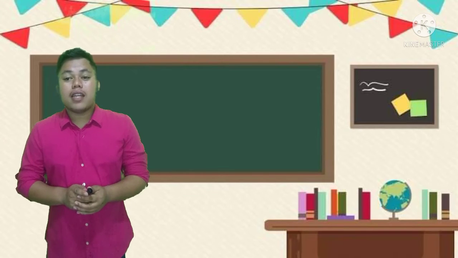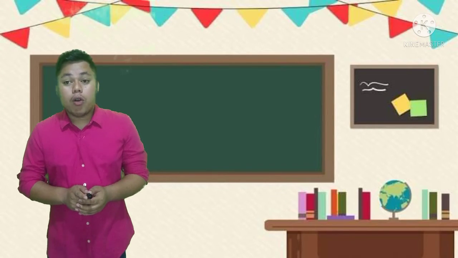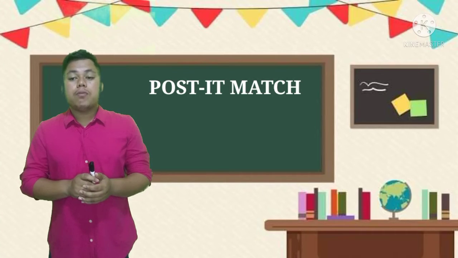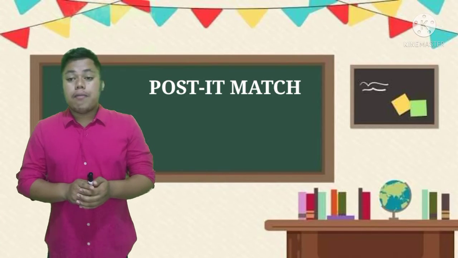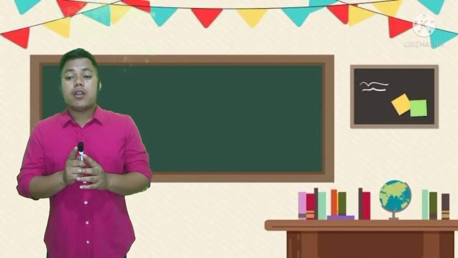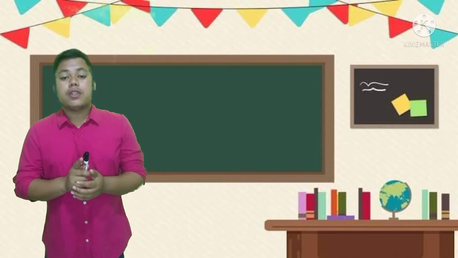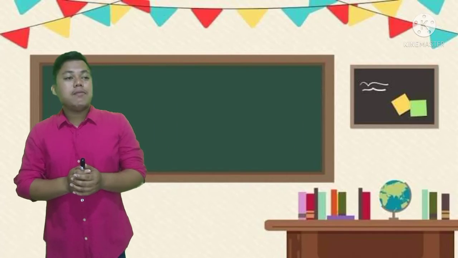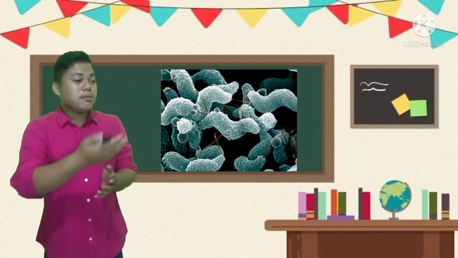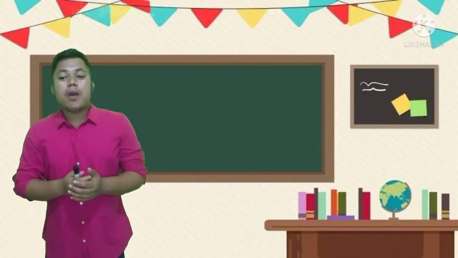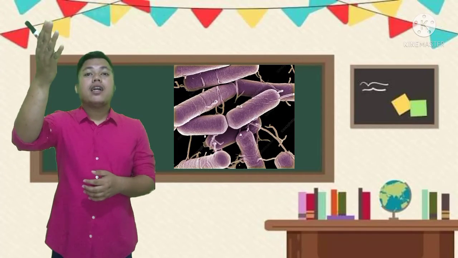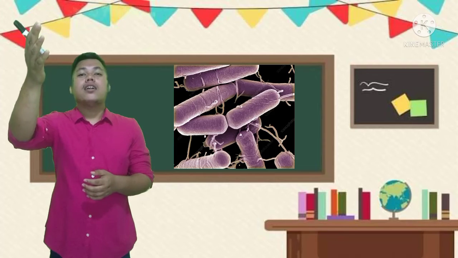So this time, let's have a game called Pose It Match. So I will call random students to pose a word that matches the pictures. So let's start with the first picture. Yes, Anna. How about the second picture? Yes, Miss Bea. How about the last picture? Yes, people at the back. Joshua.